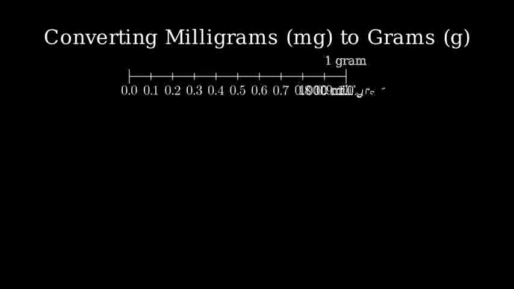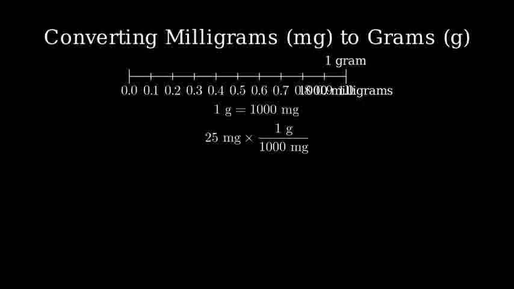Let's use dimensional analysis to solve this problem. We'll start with 25 milligrams and multiply it by our conversion factor. We'll write the conversion factor as a fraction, 1 gram over 1,000 milligrams. This way, the milligrams will cancel out, leaving us with grams.